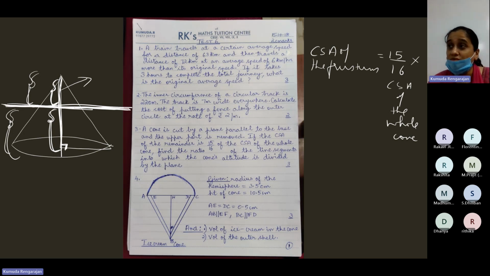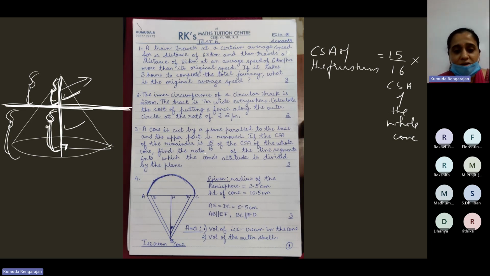Find the ratio of the line segments. These are the two line segments spoken about, of the line segments into which the cone's altitude is divided by the plane. So which are the two segments? These are the two segments, this segment and this segment.